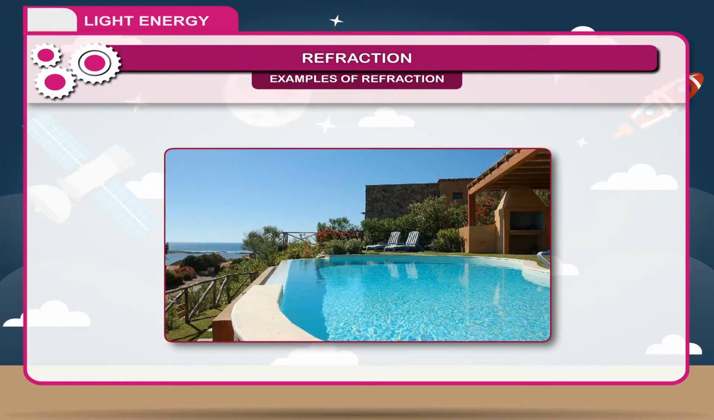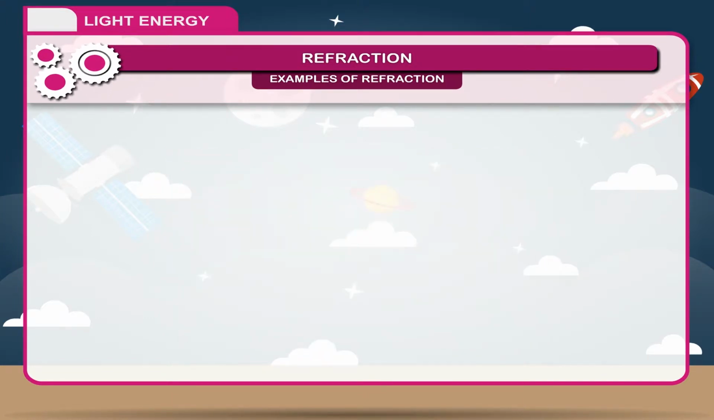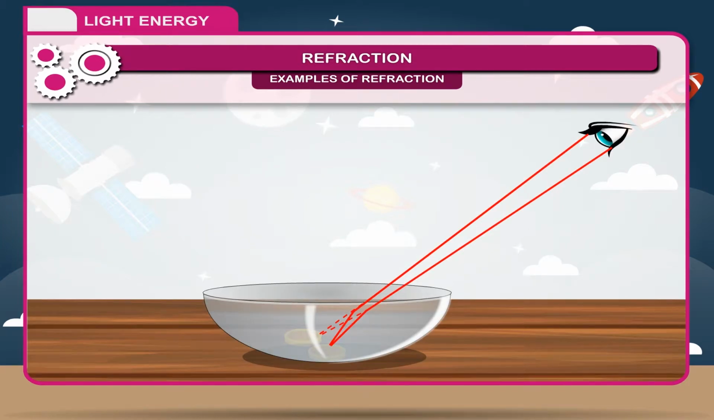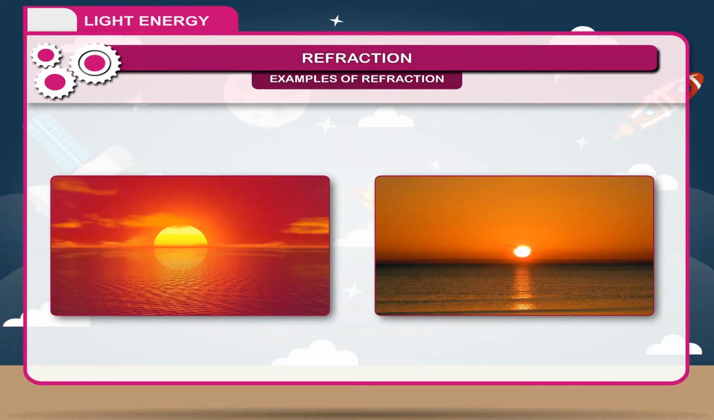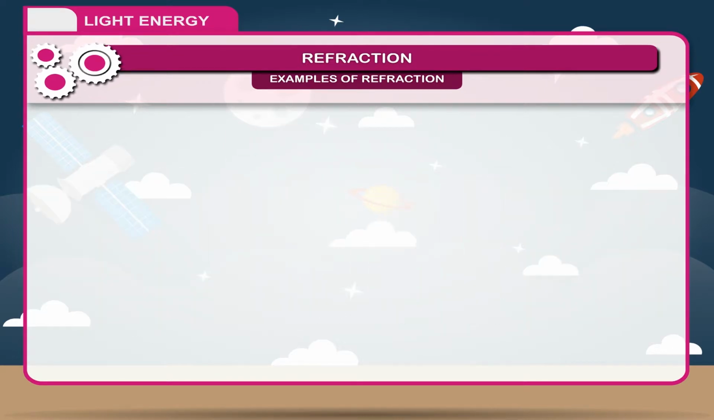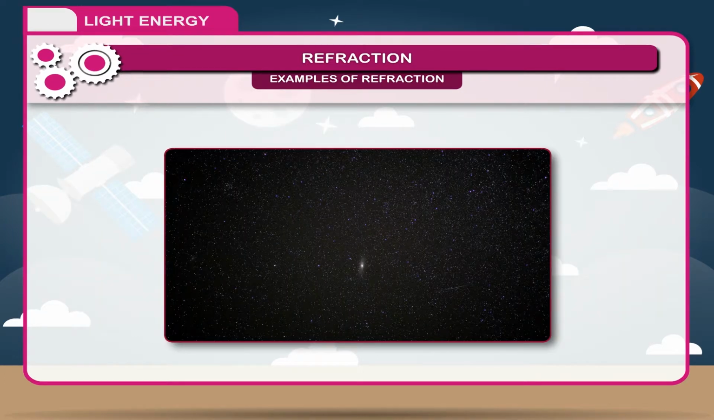2. A clear pool of water always appears to be shallower than it actually is. 3. A coin placed at the bottom of beaker containing water seems to be raised. 4. The sun appears flattened at the time of sunset and sunrise. 5. The stars seem twinkling at night.